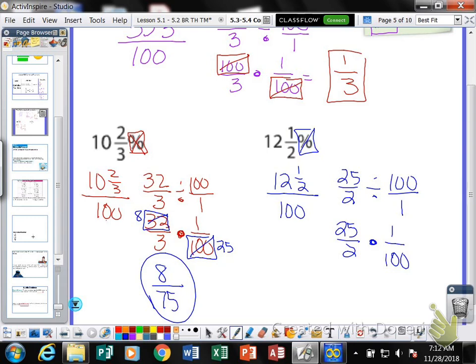And then I know that 25 goes into 25 once. 25 goes into 100 4 times. Multiply across the top, 1 times 1. Multiply across the bottom, 2 times 4 is 8. So my final answer is 1/8. So that's how you convert percentages.